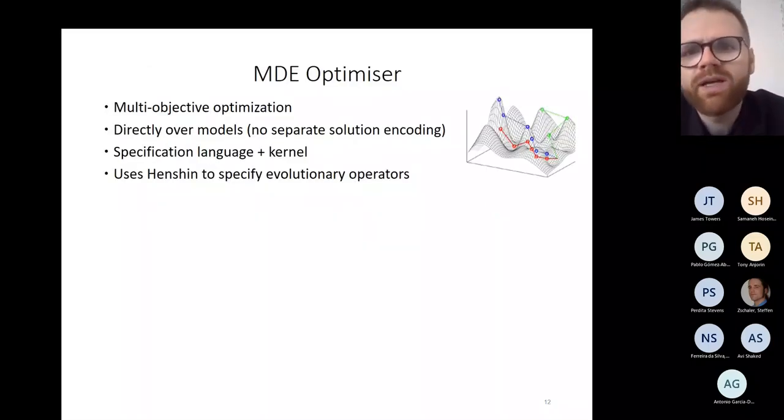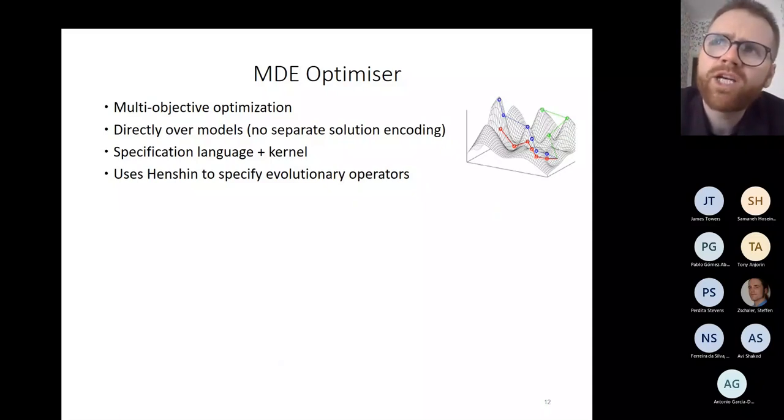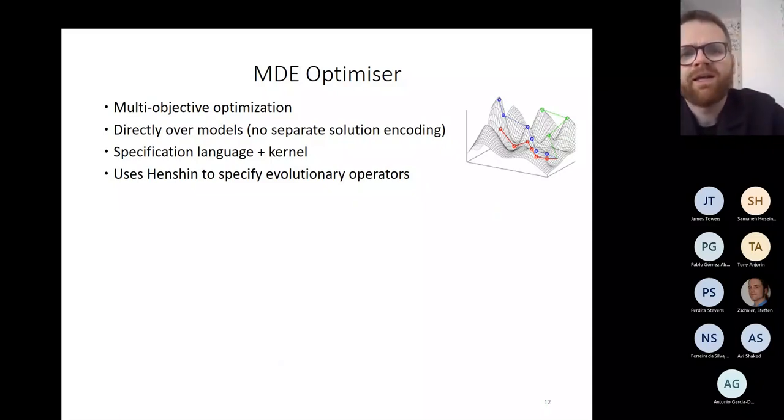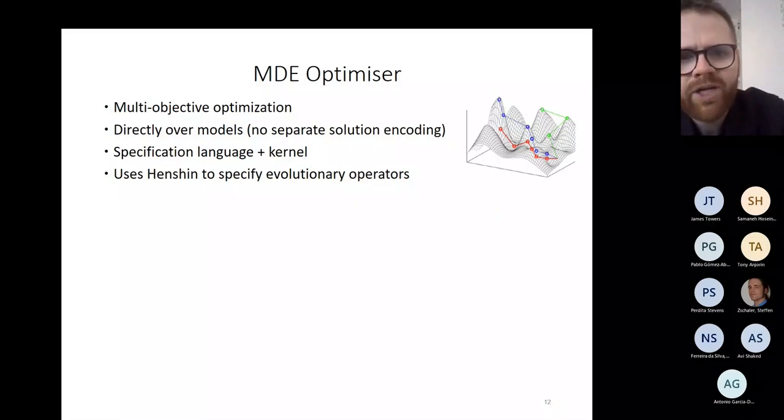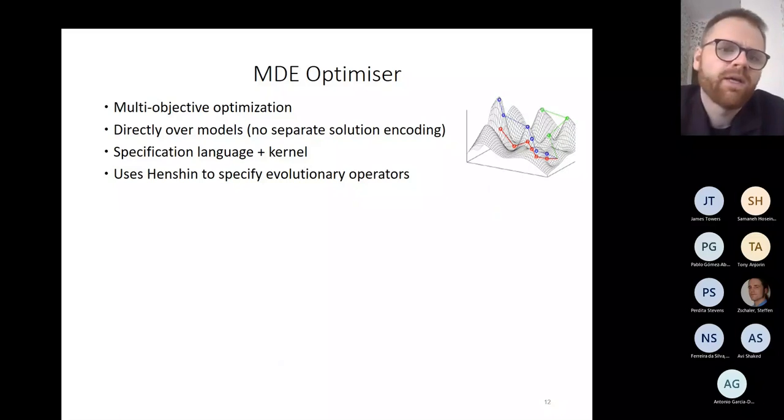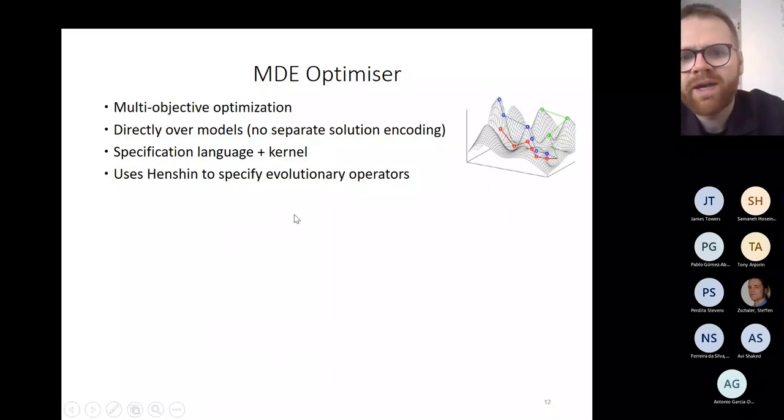Okay, and now we have one particular tool that uses Henshin for solving optimization problems. And the tool is called MDEOptimiser. So MDEOptimiser is a tool that addresses multi-objective optimization. So you can have an arbitrary number of optimization functions, not only one. It works directly over models. So instead of having some low-level encoding, we really use the models as a representation of the problem. It comes with a specification language for allowing you to specify your search problem and also a kernel for executing the search. Henshin is used in particular for specifying evolutionary operators, in particular mutation.